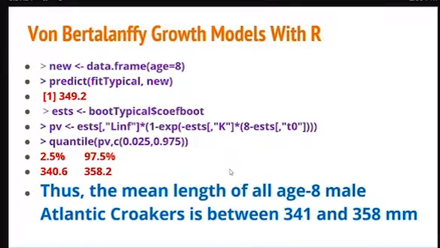Because of that, I'm going to say the mean length. Don't forget, what we're predicting is an average length, not the actual length. When I started, I showed you a nonlinear mean function. Our prediction is an average. Thus, the mean length of all age 8 male, don't forget we focus on male, Atlantic croaker is between 341 and 358. But let me tell you this.